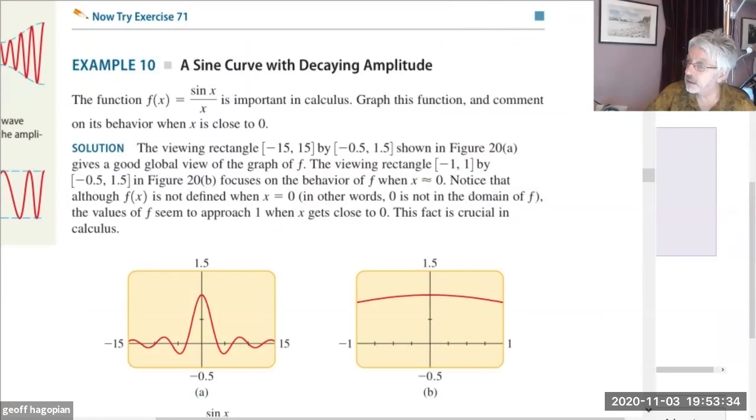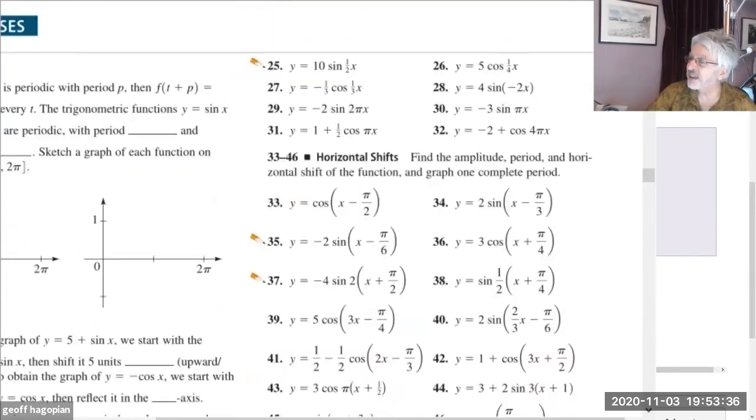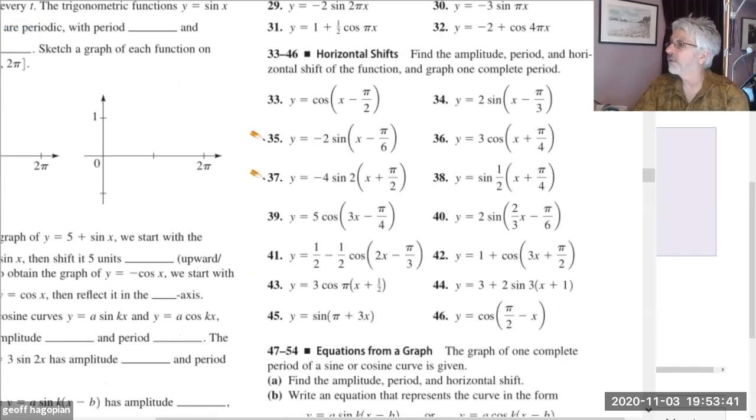Back to the book. We have some exercises, right? So find the amplitude, period, horizontal shift of the function in graph 1 complete period. So let's start at 41 and do those, right? Because here we also have a vertical shift, and we haven't really added that to the mix yet, but it's just what you would expect, right?